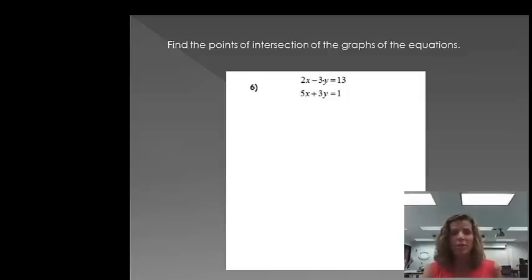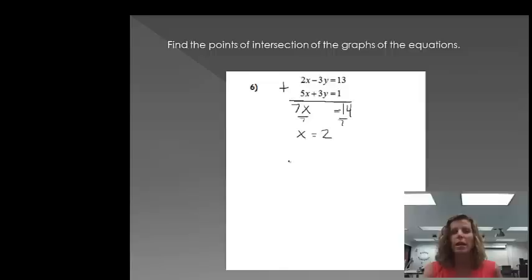You'll notice if I add the two equations, my y values would cancel out, so that's exactly what I'm going to do. So when I add the two equations, I'm just going to add like terms. 2x plus 5x would give me 7x. Negative 3y plus 3y would give me 14. And then divide both sides by 7. I get x equals 2.